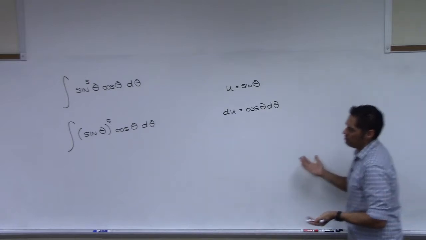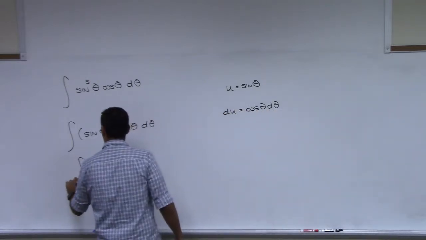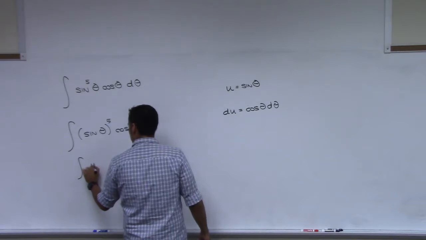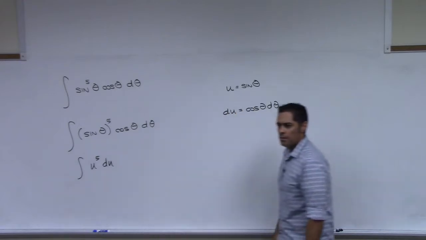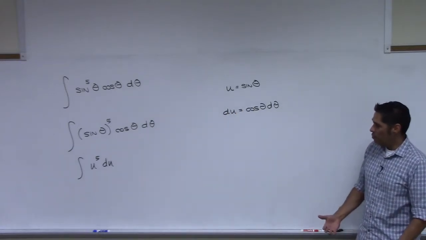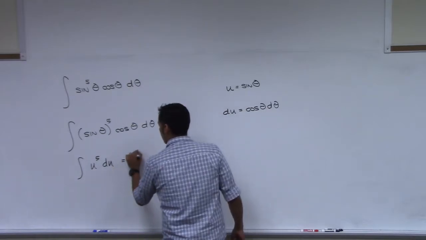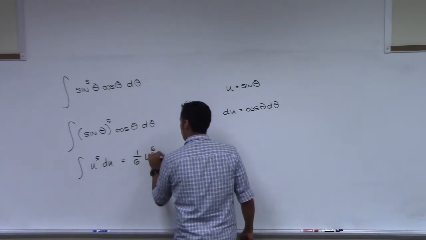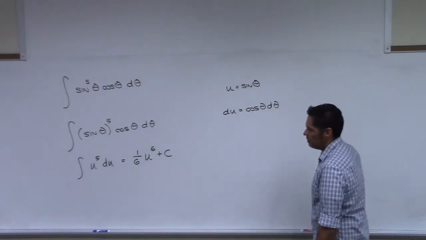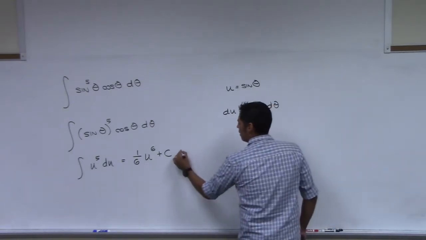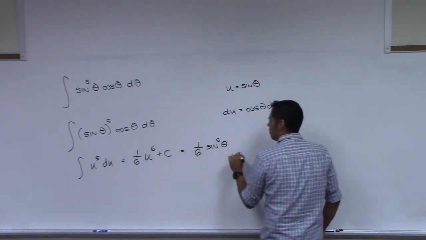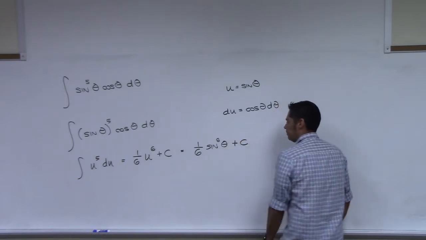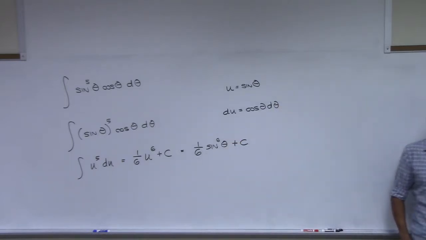And I can just rewrite the problem. This is the integral of what? u to the 5th. Cosine theta d theta is du. And that'll just be the power rule: 1/6 u to the 6th plus c. And what was u? Sine. So this will be 1/6 sine to the 6th of theta, I'm going to go back to the other notation, plus c. And that is the correct way to do it.